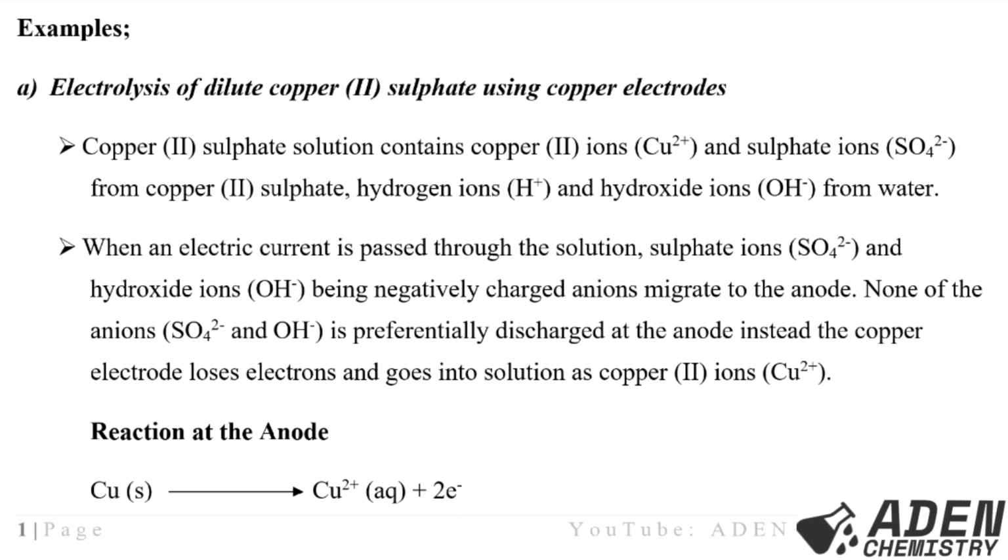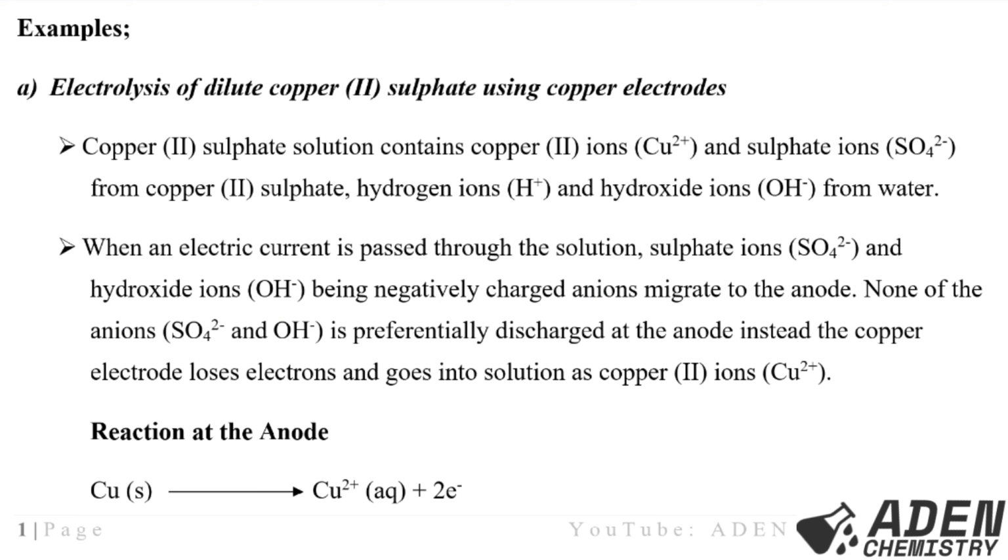We are going to do example A, that's electrolysis of dilute copper 2 sulfate using copper electrodes. Remember, copper electrodes were examples of active electrodes. Copper 2 sulfate solution contains copper 2 ions and sulfate ions from copper 2 sulfate, and hydrogen ions and hydroxyl ions from water. When an electric current is passed through the solution, sulfate ions and hydroxyl ions, being negatively charged ions, migrate towards the anode.